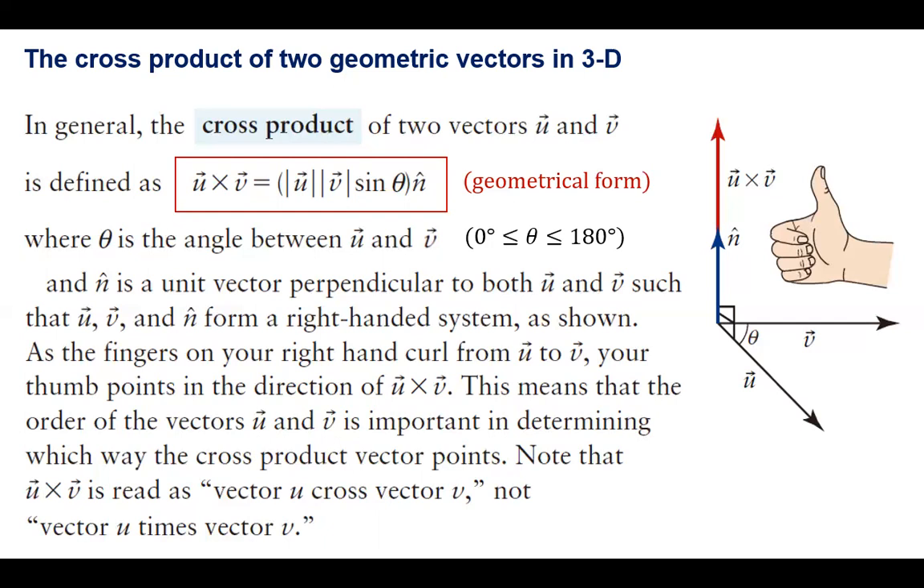And vector n is a unit vector perpendicular to both u and v, such that u, v, and n form a right-handed system, as shown here on the right. As the fingers on your right hand curl from u to v, your thumb points in the direction of the cross product of u and v. This means that the order of the vectors u and v is important in determining which way the cross product vector points. Note that the cross product u and v is read as vector u cross vector v, not vector u times vector v.